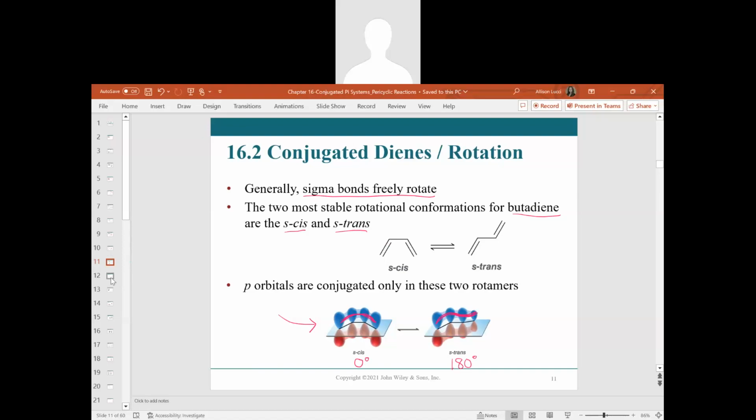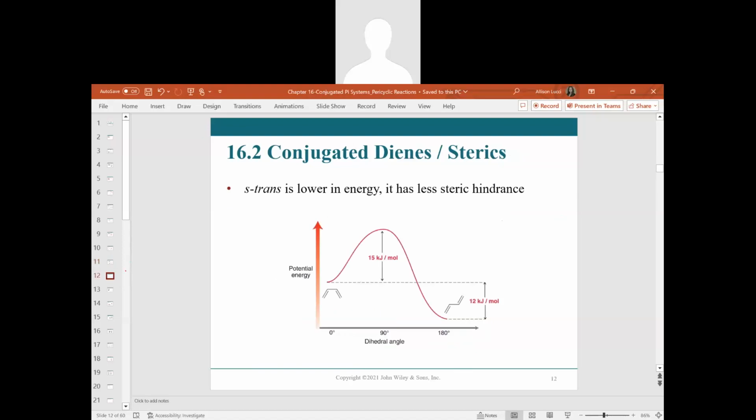So let's take a look at this another way. The S-trans is going to be the lowest energy conformation overall because of the lack of steric hindrance. So we see those two pi bonds separated by about 180 degrees, versus our S-cis conformation here, which has that 0 dihedral angle.